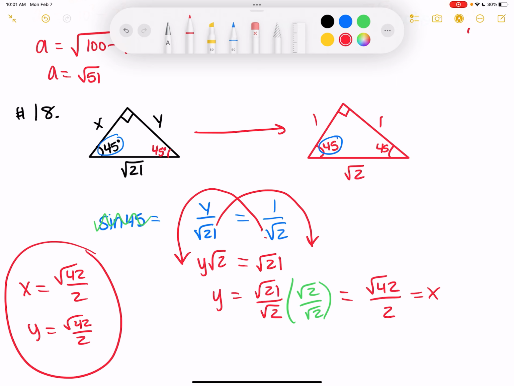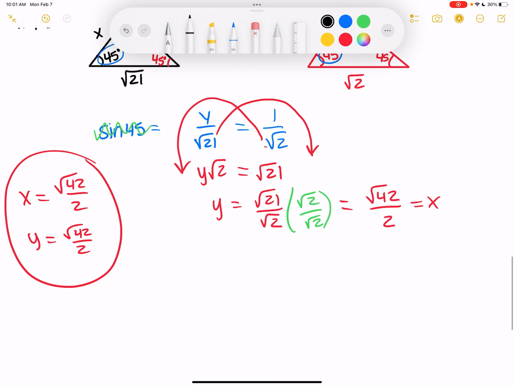All right, I'm going to do 19 because it's another type of triangle.